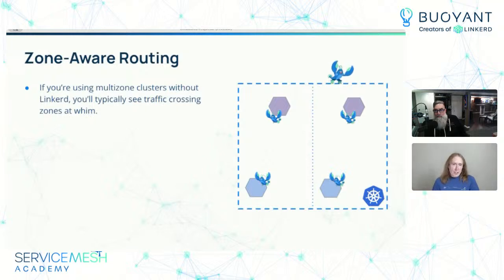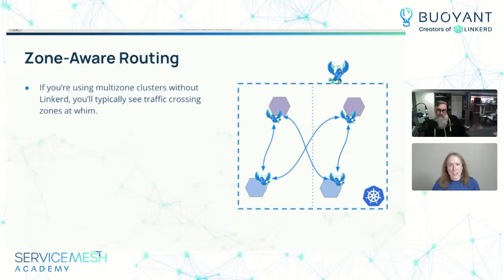Zone-aware routing is a really cool one also. If you're using multiple zones within your cluster and you are not using Linkerd, you will tend to see traffic like this that's in zone, but you will also tend to see a lot of traffic like this crossing zones, because Kubernetes doesn't really pay attention to zones. And unfortunately, a lot of cloud providers do pay attention to zones. So the traffic crossing zones can get to be very expensive very quickly.